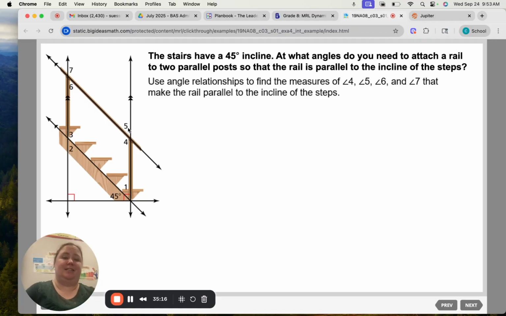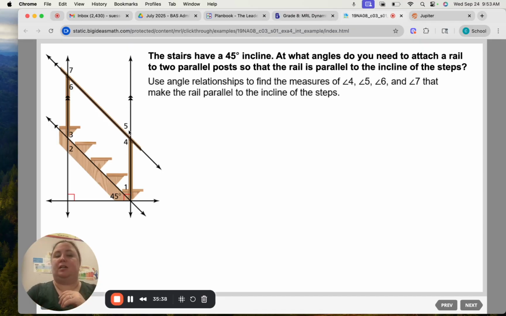6. There it is. So this is your parallel line. This would be alternate interior, right? See, they're on the inside of the train tracks, but they're alternate of the transversal, which means they are congruent. So the measure of angle 6 is 45. All right, so now we need to find 4 and 7.